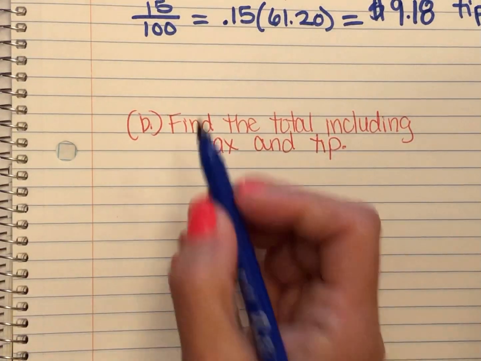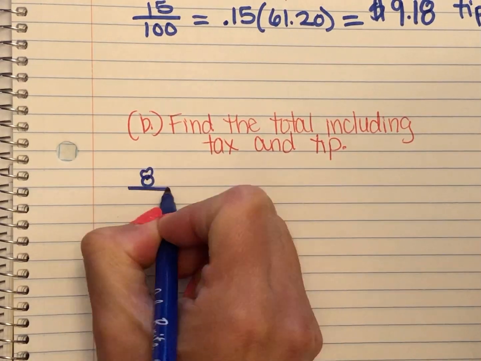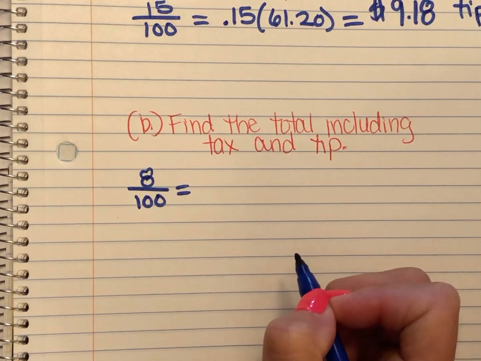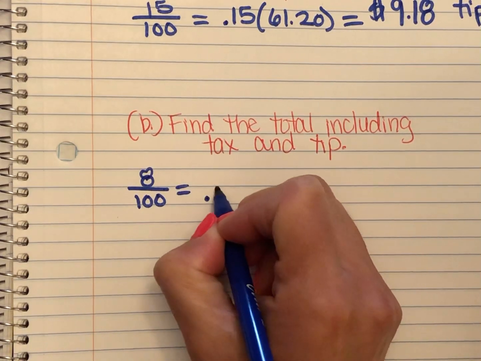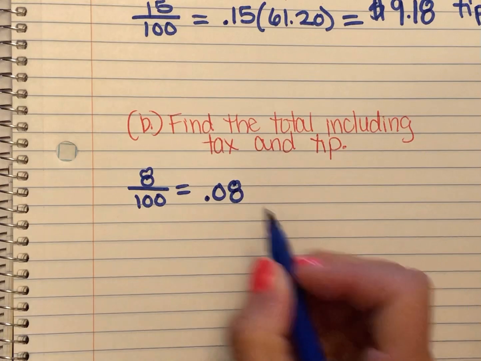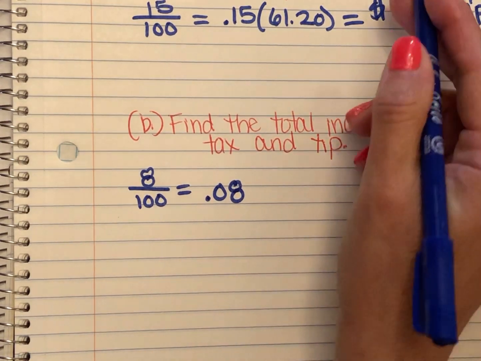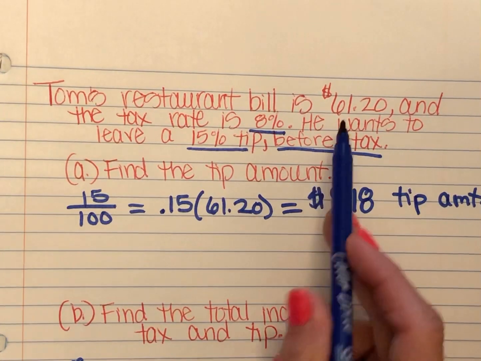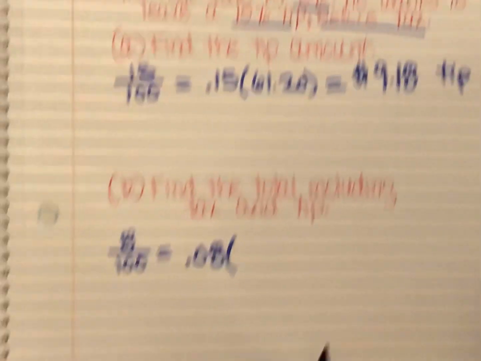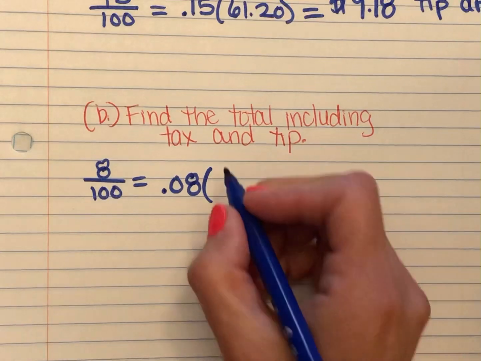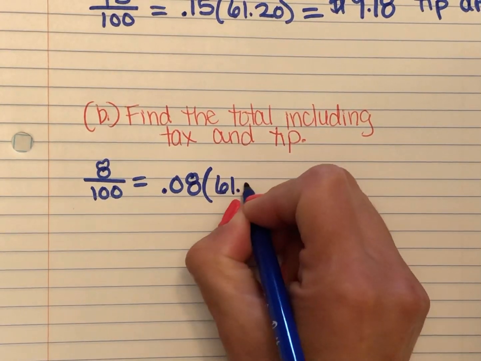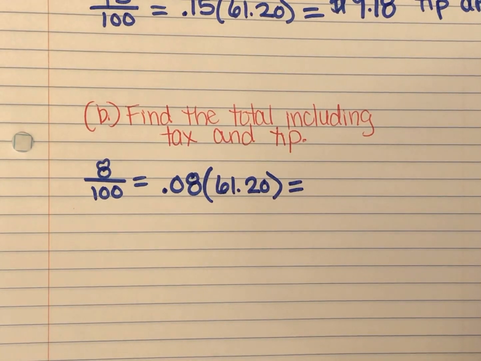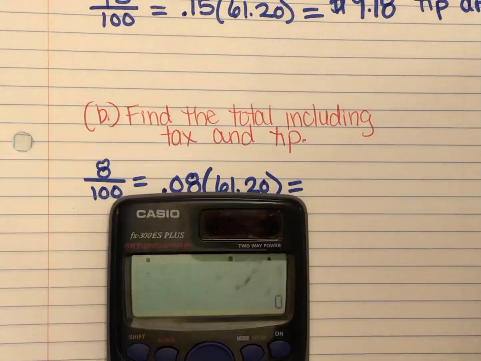So again, 8% would be 8 out of 100. And if you guys would divide that, we'd get 0.08. Okay, so this is my 8%. You need to find 8% of the total restaurant bill, which is right here, $61.20. So we're going to multiply by $61.20. You guys have a calculator? Go ahead and put that in your calculator.